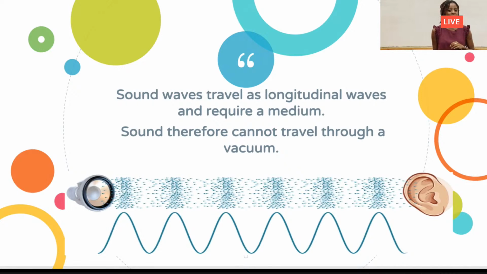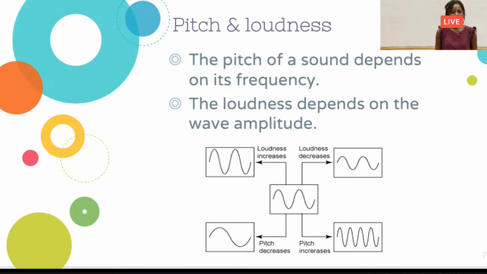Empty space. Now, if it's empty space, it means that there are no particles to vibrate. And no particles to vibrate means no sound. So you can scream on the moon and nobody would be able to hear you. All right, so let's continue this lesson on sound waves.